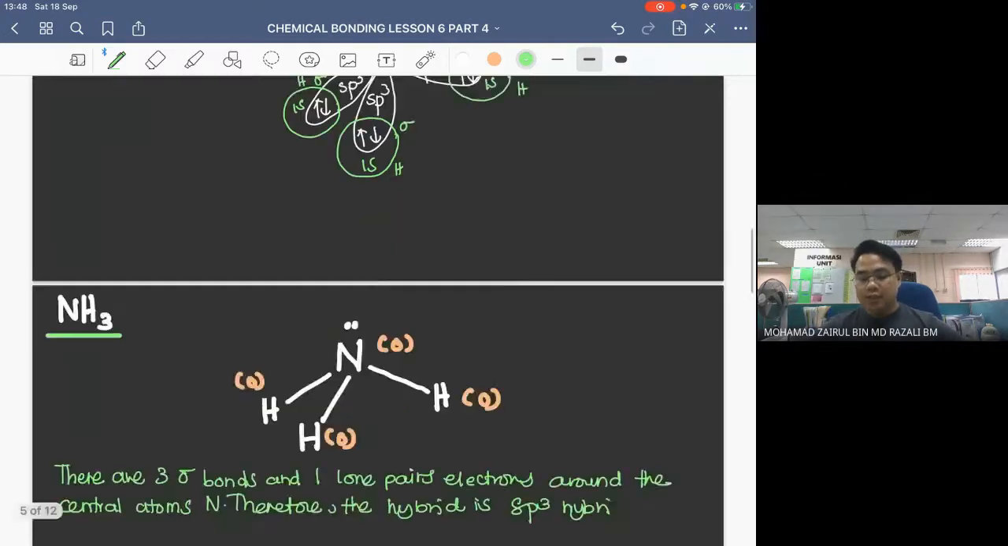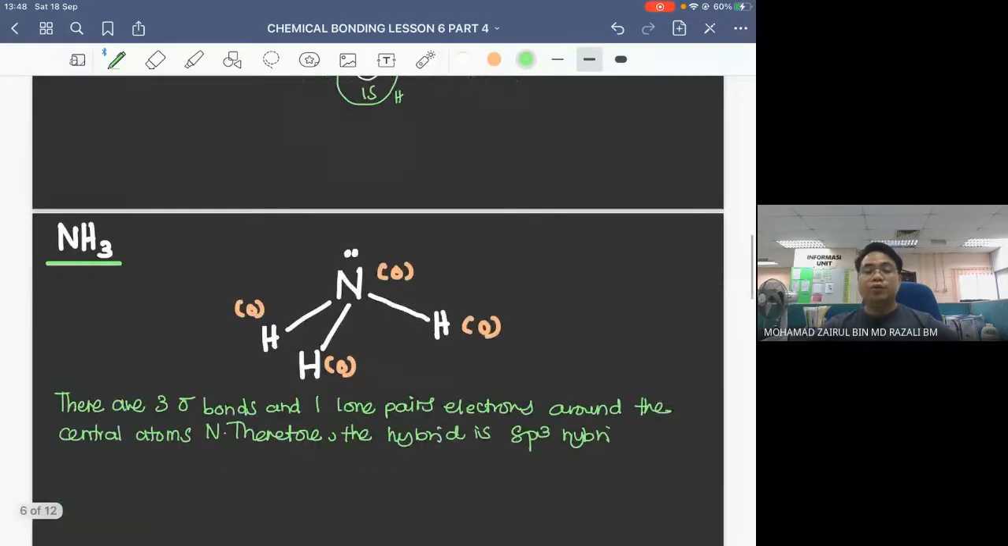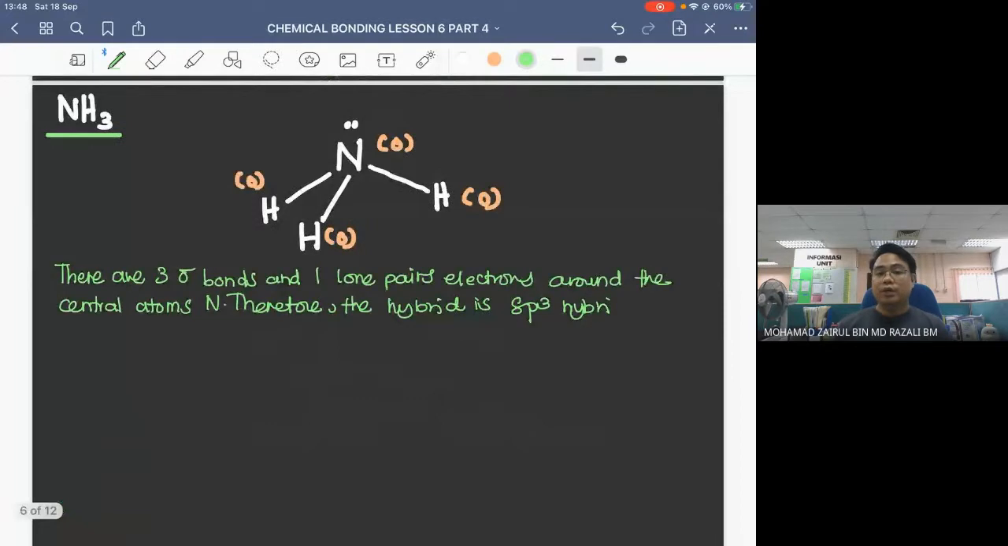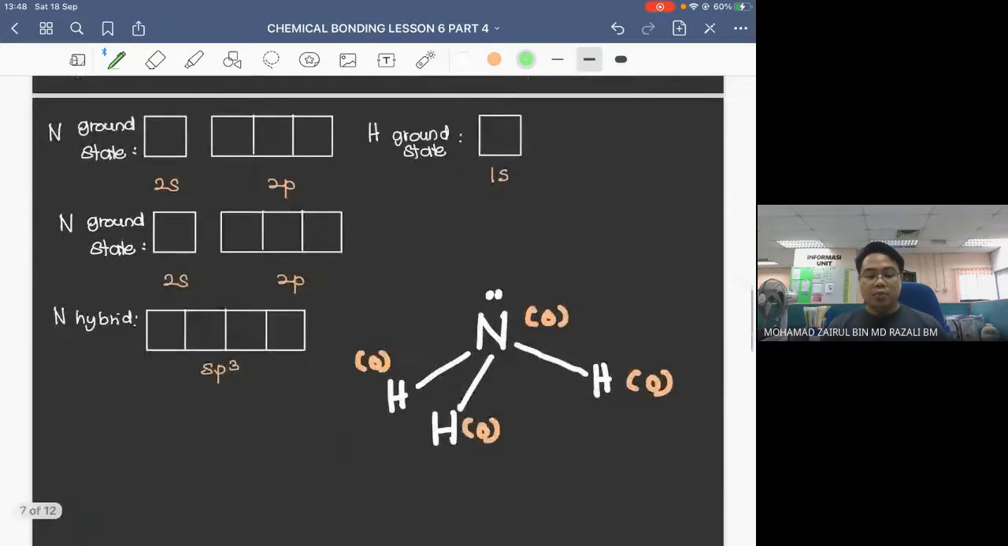Okay, so the next example is NH3. If you draw the Lewis structure of NH3, you will find you have 3 bonding pairs and 1 lone pair on the central atom. All 3 bonding pairs are sigma bonds. So now you have 3 sigma bonds and 1 lone pair on the central atom. The total is 4, and when the total is 4, the hybrid is sp3. So now we can draw the orbital overlapping diagram.